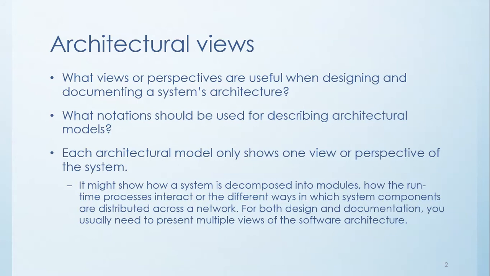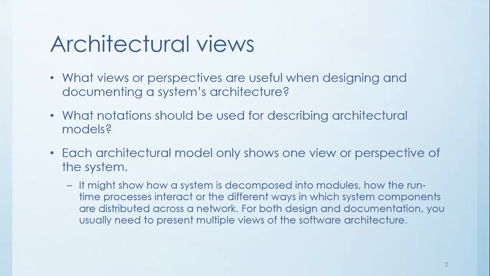bunch of different types of diagrams, and each architectural model only shows one type of view or perspective of the system. It might show how the system is decomposed into modules, or how the processes interact, or the different ways the system components are distributed across a network. So each of these views actually makes sense for telling a specific type of story, and yet the story won't be complete unless you have a representation from each of the types of views.